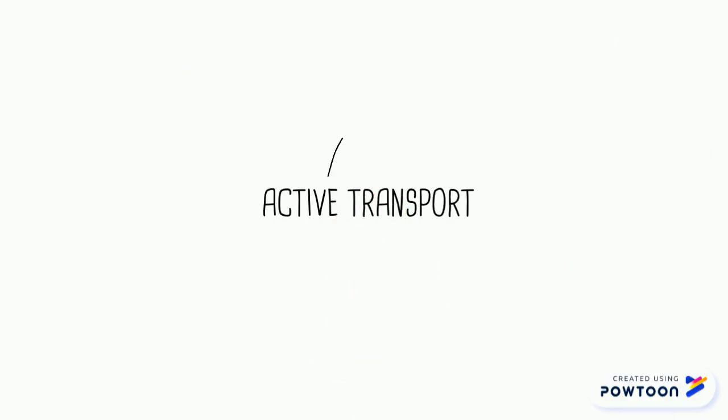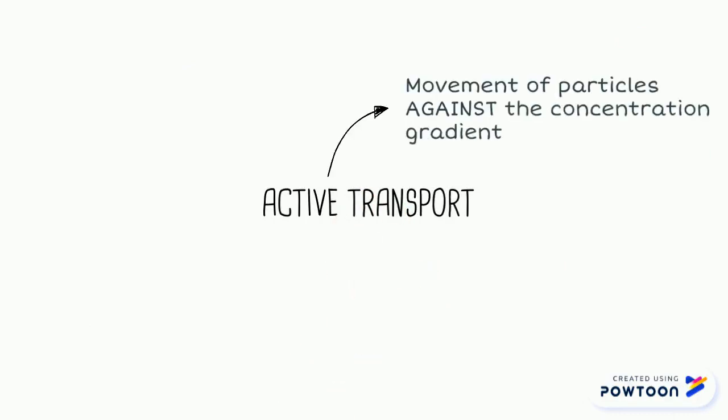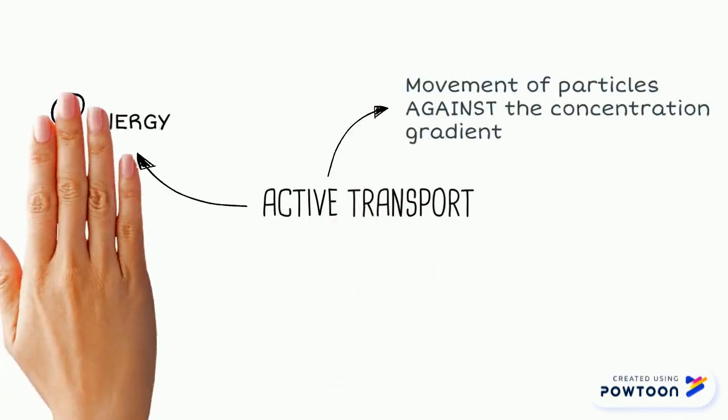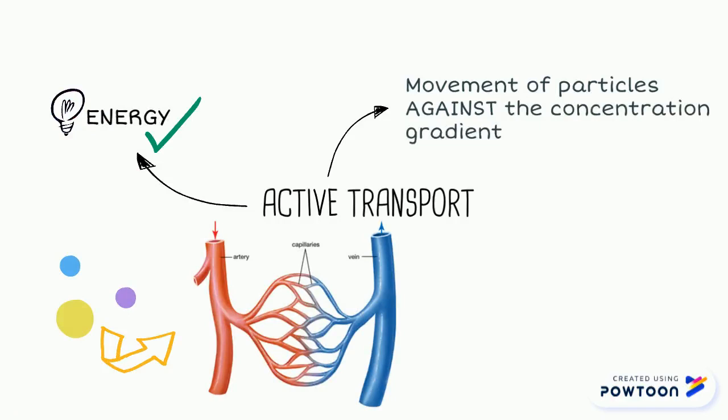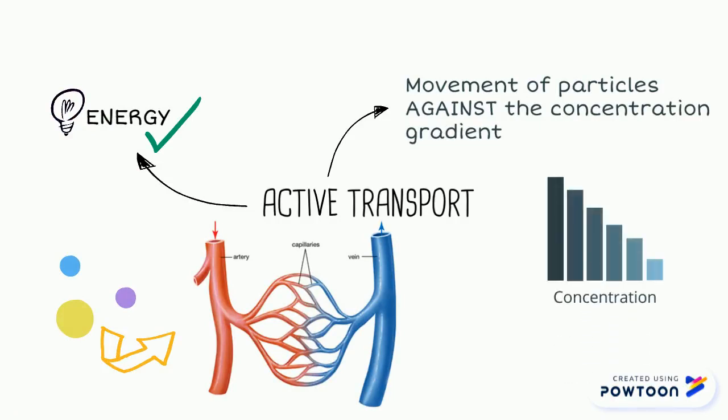Active transport is the movement of particles against the concentration gradient, using the energy released during respiration. This allows nutrients to be taken into the blood, even though the concentration gradient is the wrong way.